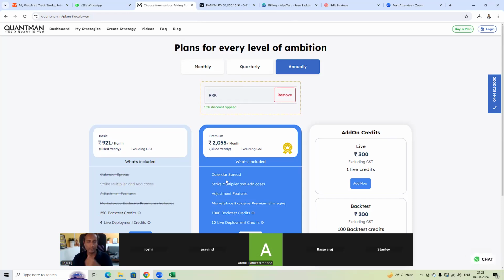Tomorrow evening, sir, class again at 7 o'clock? Account setting, no, you try yourself. If you have any difficulty, I will be helping you on that. For AlgoTest and all, you have to generate by your ID and password. It is quite easy. Sir, for reference, which ID, from where do we have to take? Your ID, your reference code.